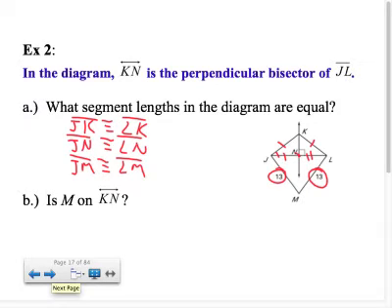Now part B says, is M on KN? Well, KN's the perpendicular bisector, and since M is equidistant from L and J, that means, yes, it must lie on the perpendicular bisector by the converse of the perpendicular bisector theorem.